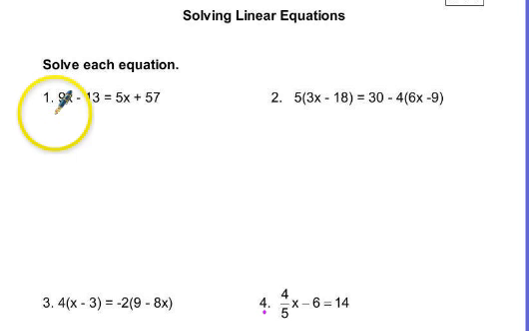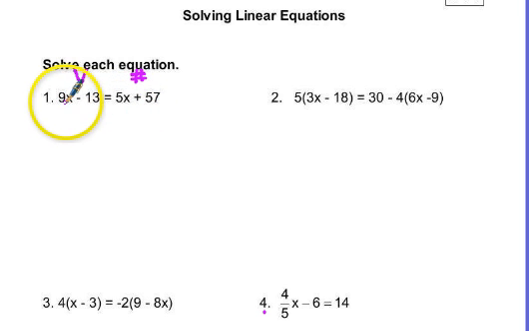All right, this first one we have variables on both sides. We have a 9x on this side and a 5x on this side. And of course we have the numbers. Whenever you have variables and numbers all over the place like this, you want to make sure you get your variable on one side and your numbers on the other. So all the variables over here, all the numbers over here. The way we move things across the equal sign is we do the opposite of what's there.